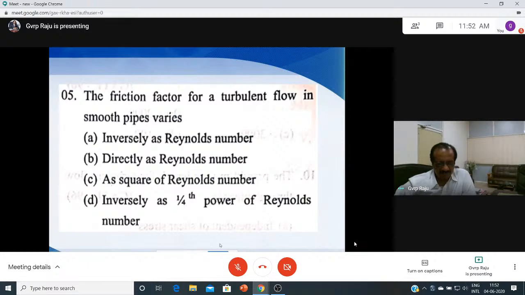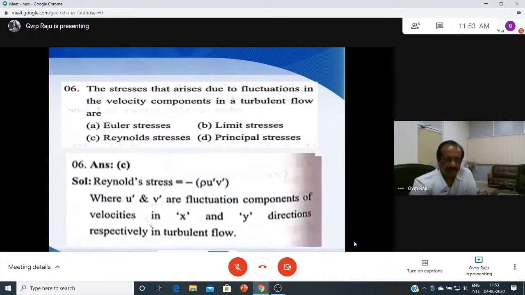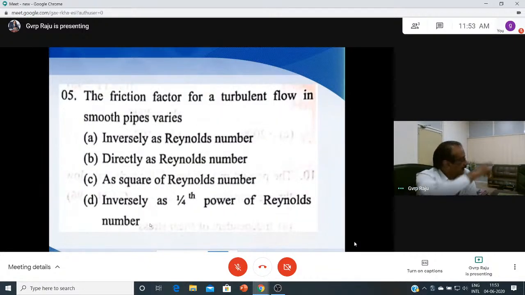The same question was posed to me when I attended my assistant professor interview at JNU Hyderabad, in the early days. But it is a very important question. So the friction factor for turbulent flow is 0.316 by Rn to the power of 1 by 4. You can see this is inversely as the 1/4 power of the Reynolds number. So you can straight away give the answer, which is D: inversely as 1/4 power of Reynolds number.